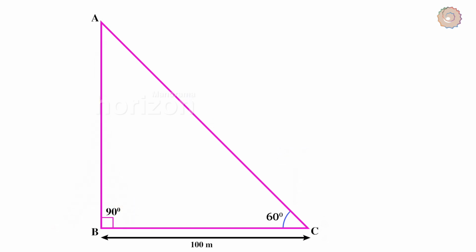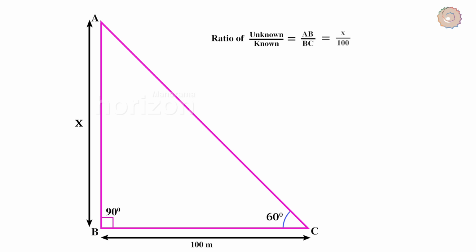Now, let's neatly draw the diagram. Here, AB is the height of the building, which is perpendicular to the base. So, here we need to find the height AB, therefore let us mark it as x. Now, a simple trick to find the height of AB is to take the ratio of the unknown side and the known side, that is AB by BC, which is equal to x by 100.